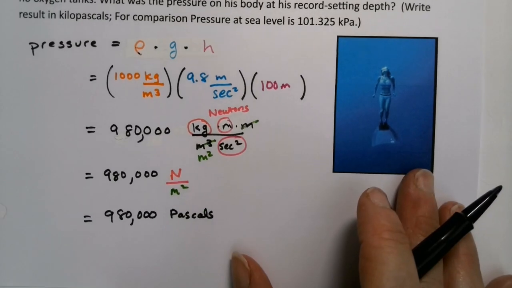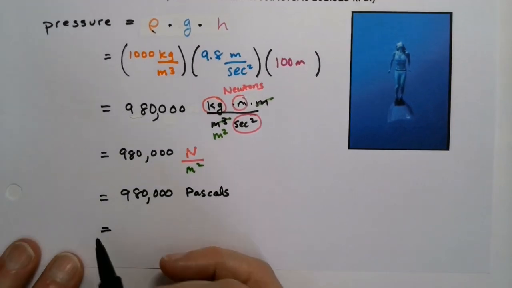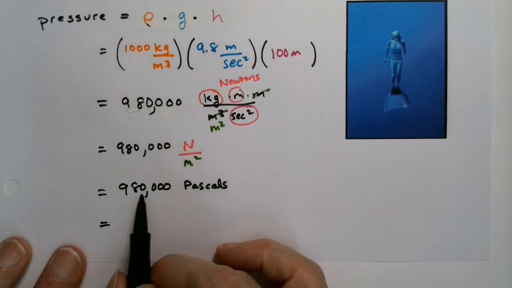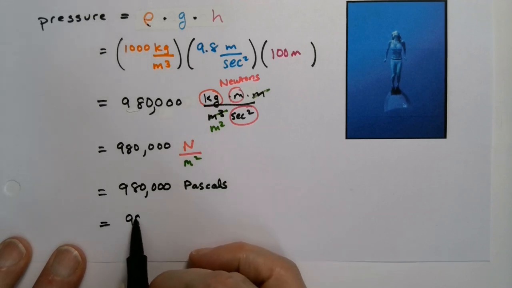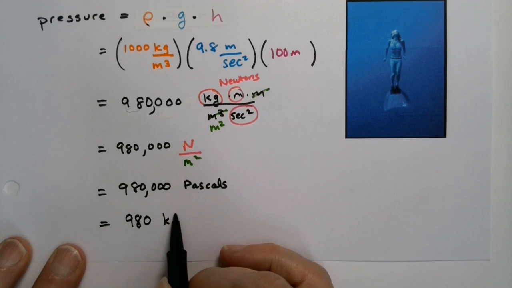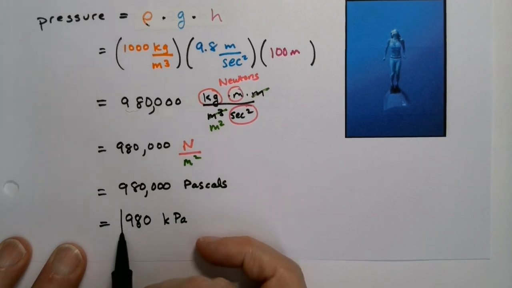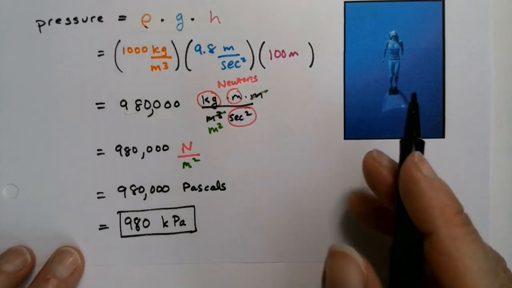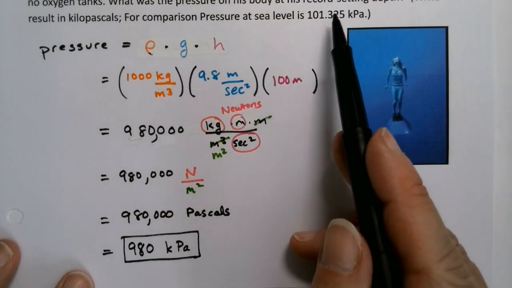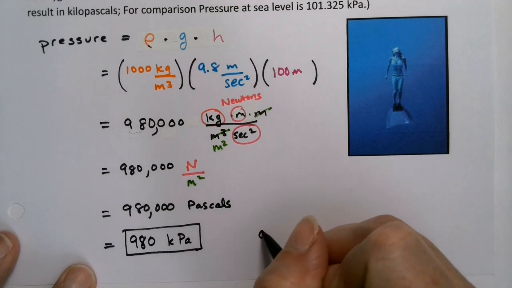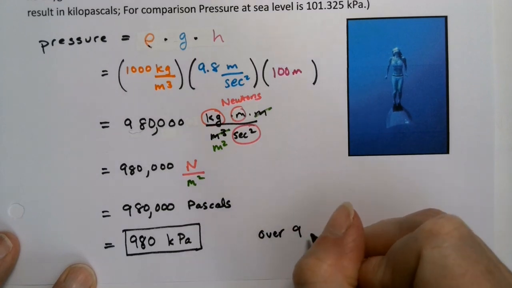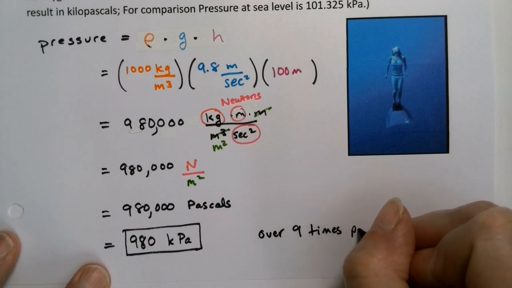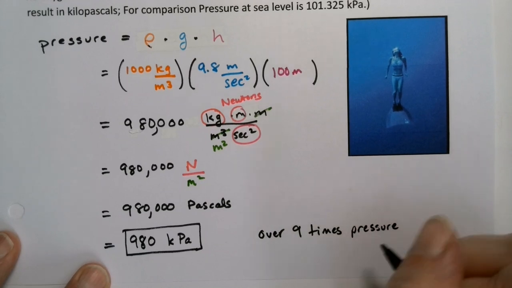So a kilopascal would, of course, kilo means 1,000, right, for our metric prefixes. So that would mean 980 kilopascals. Now think about that. 980 versus 101. He's about, well, he's a little bit over 9 times the amount of pressure as at sea level.